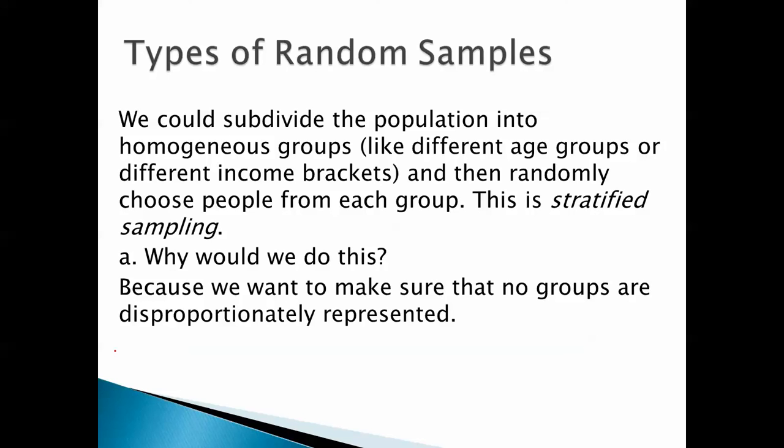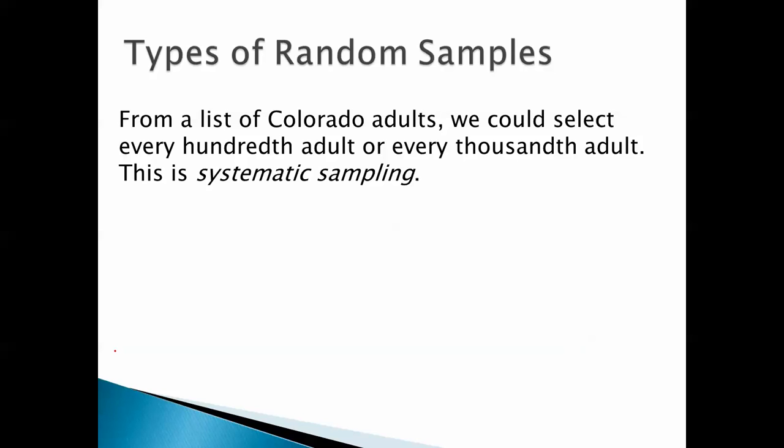So just to make sure that 20-somethings are represented in their survey to the same extent they're represented in the population, they need to count the number of people in the survey who are 20-something and make sure that nobody's disproportionately represented. This is stratified sampling.